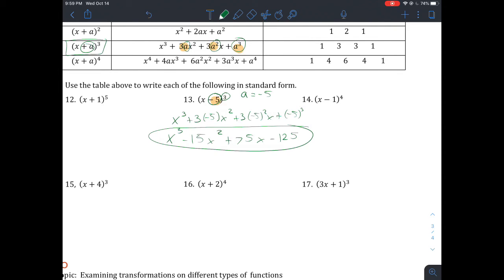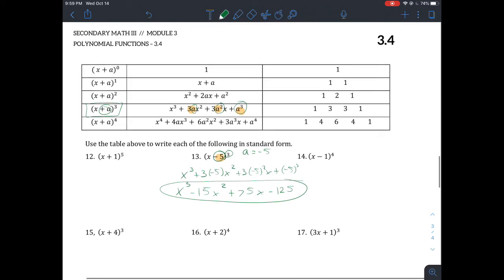So all of these should just kind of look like polynomials, and you use the chart above to help guide you.